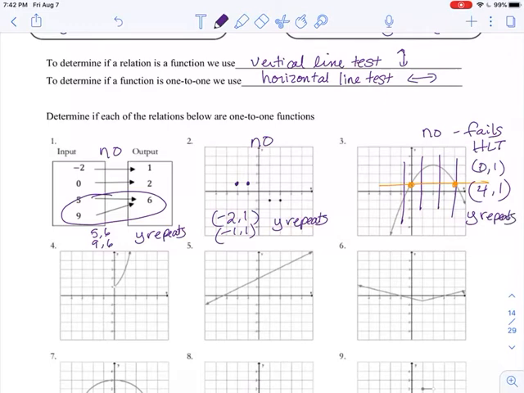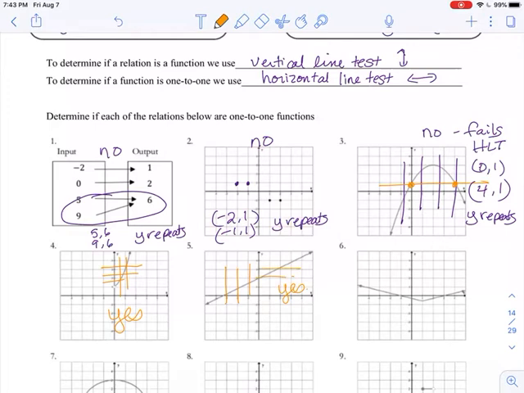All right, number 4. Let's try and do the horizontal line test and the vertical line test. So yes, it's passing the vertical line test. Here's a vertical line. And then let's go left, right. It passes the horizontal line test. So yes, that is a function and it is a one-to-one function. Same thing on number 5. Yes, it is a one-to-one function. Any vertical line I draw just goes through one point only. Any horizontal line I draw just goes through one point only.